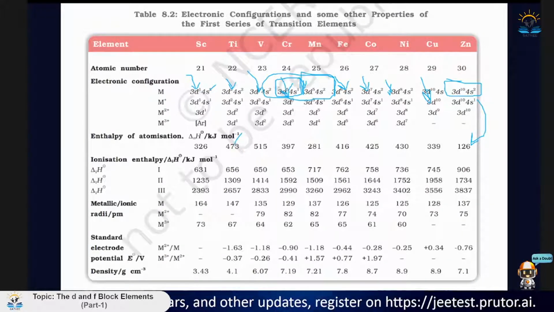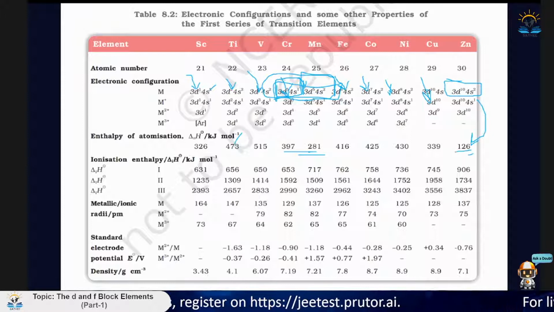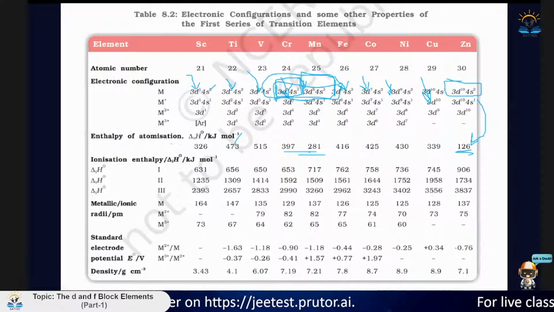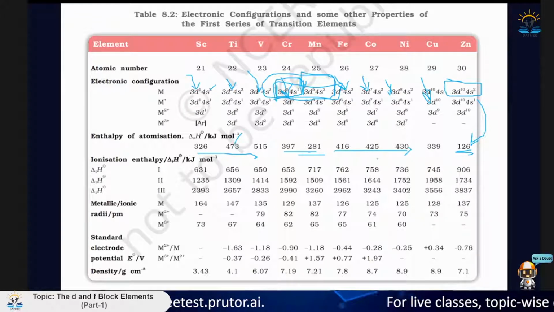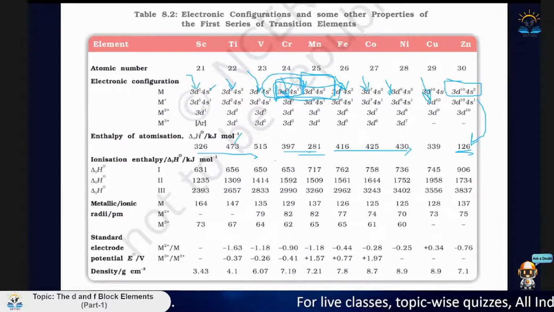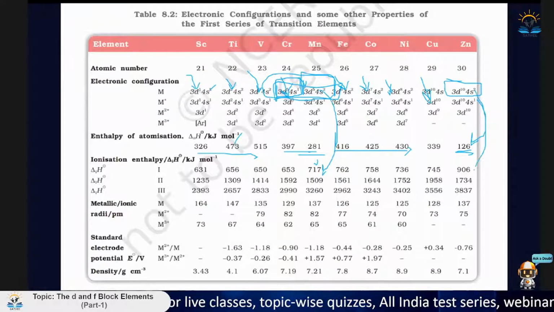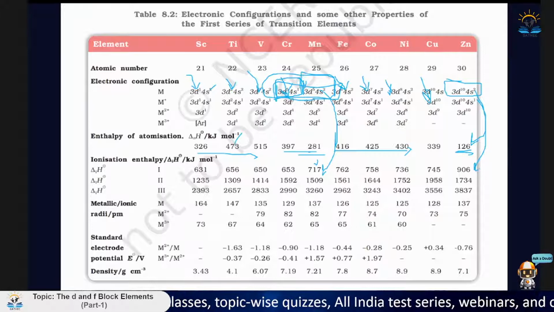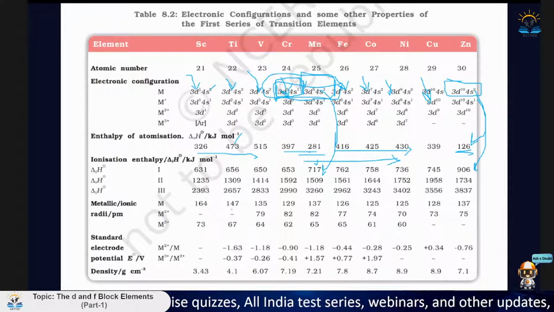Okay, so wherever you have a stable electronic configuration, you can see that it is comparatively low at that point. But otherwise, it is generally in an increasing order. Ionization enthalpy, it's the same thing. The stable ones are very high. As you can see, this one corresponds directly to 717, and this one corresponds directly to 706. Otherwise, as we go down the group, ionization enthalpy is also increasing.